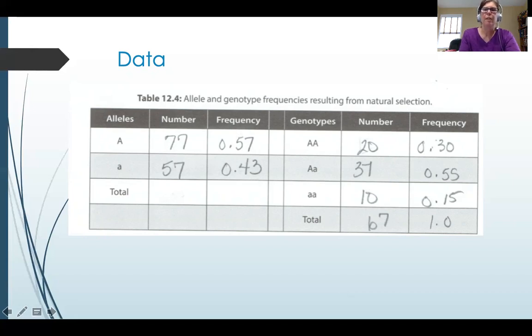And we're going to do the same for little a. Little a, that's 10 plus 10 plus 37, that gives me 57, and then divide that again by 134 to give me my frequency. So again, the frequency of alleles would be how many letters, and we have to multiply 67. We have 67 individuals, but each individual has 2 alleles. So that's where I got my 134. I took my 20 divided by my total number, 67, to get my frequency of my genotypes.